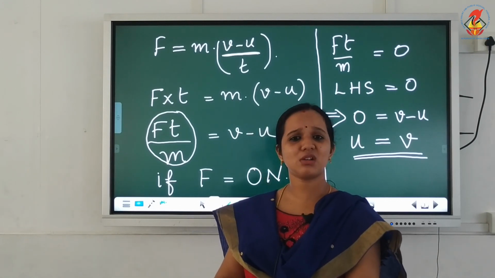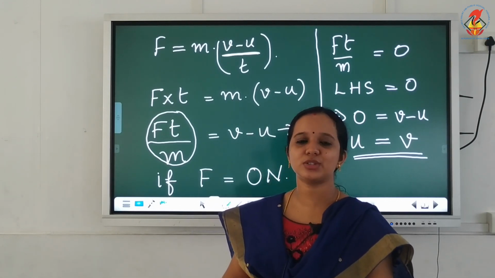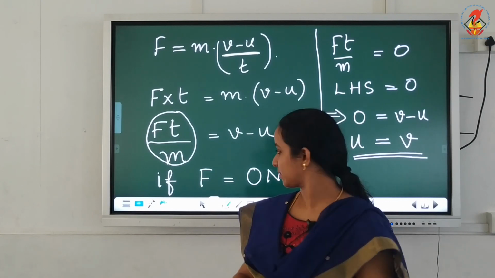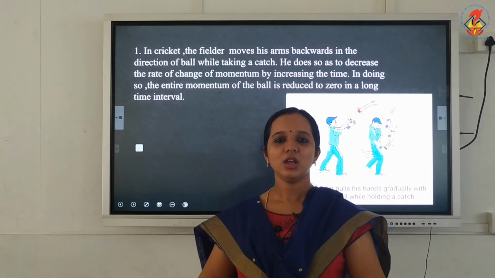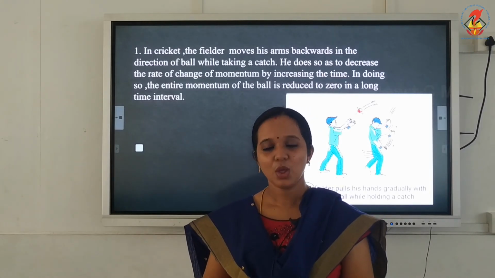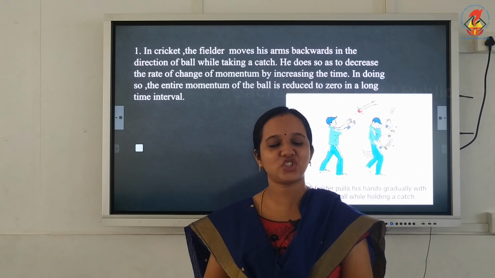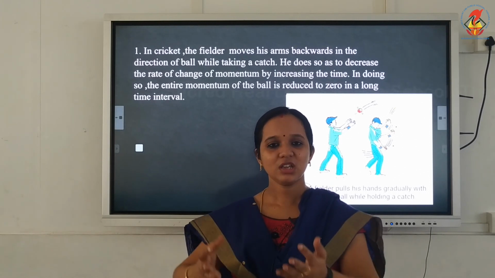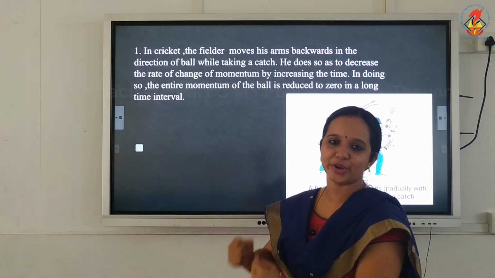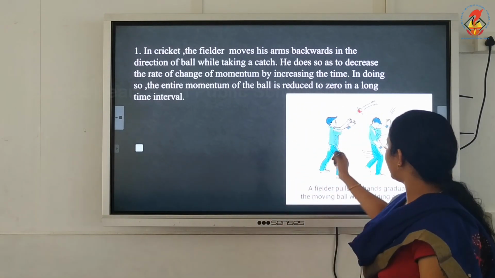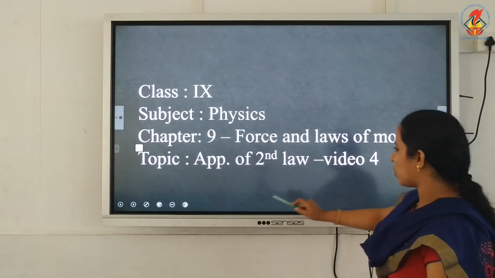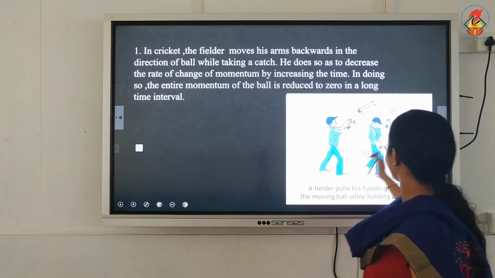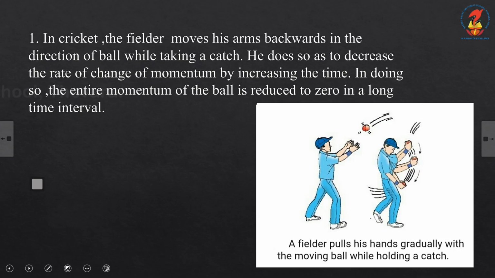Now let us pass on to certain applications of Newton's second law. The first application is in the game cricket. When a fielder catches a ball, he moves his hands backward. He is moving his hands backwards and he catches the ball. Why?